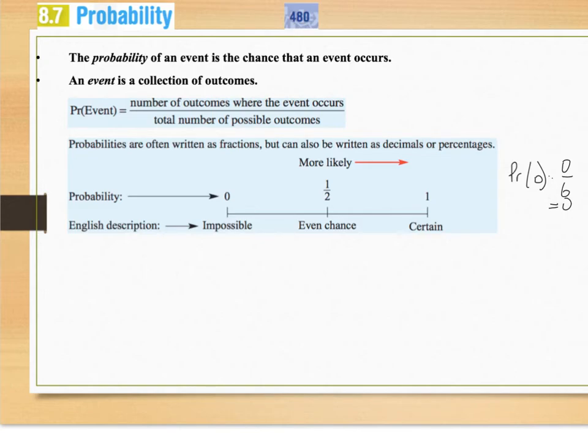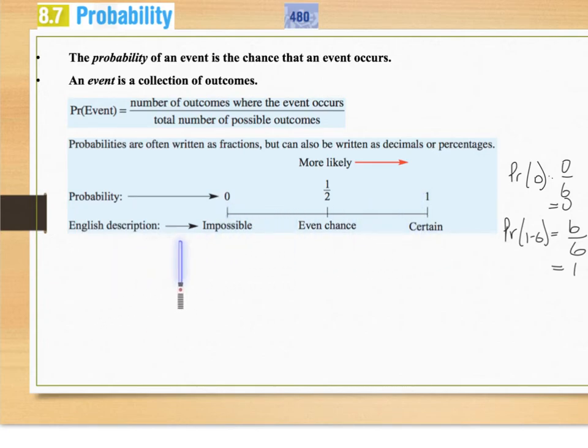Why can't we go more than 1? Well, if I ask you what's the probability to get any number between 1 and 6, how many possible ways are there? There's 1, 2, 3, 4, 5, 6. So there's 6 different outcomes, out of how many possible outcomes? 6. So the chance of getting that is 1. And that is why the probability can never be more than 1 or less than 0.